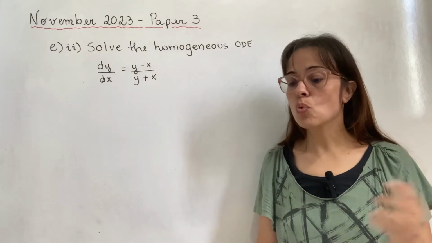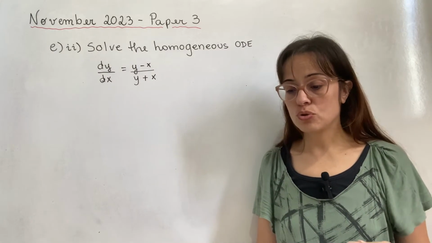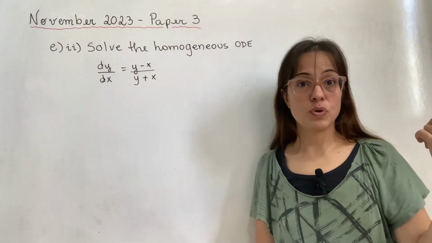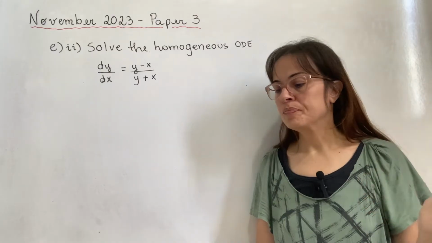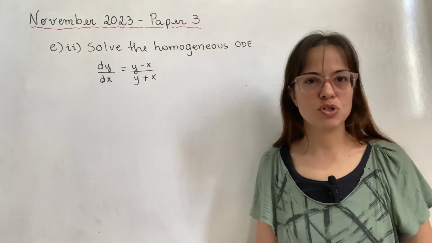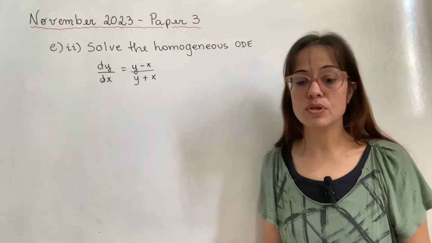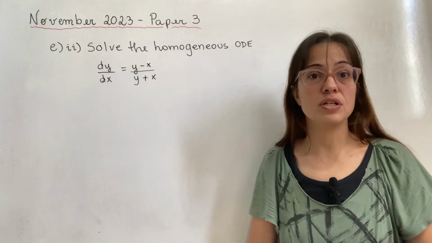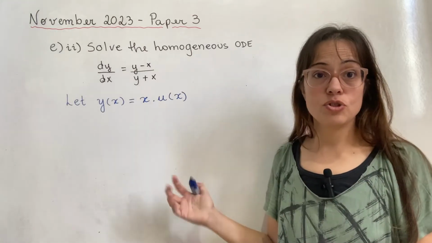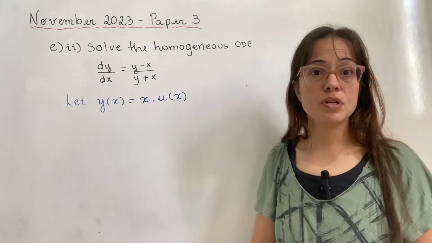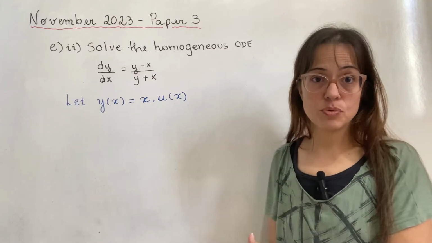So part E1 asked you to get to the expression (y minus x) over (y plus x) from another expression that he also gives you in the paper by substituting some easy things. So it's 2 marks to substitute things into a formula and get to this. And now it's going to be 9 marks to solve the homogeneous equation. The standard trick to solve homogeneous equation is to consider this kind of substitution here. Then you take the derivative.